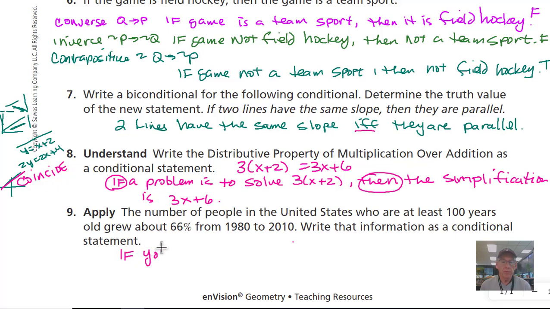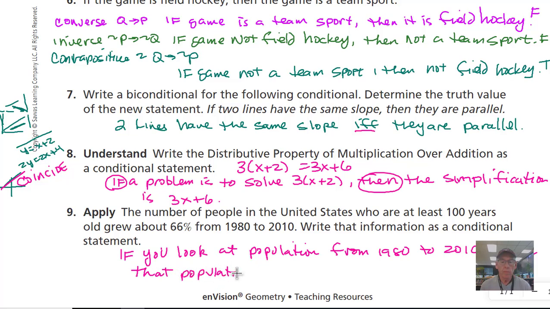If you look at the population from 1980 to 2010, then that population grew about 66%. Okay, so that was maybe a little bit tricky, but I think that would work. Okay, thank you.